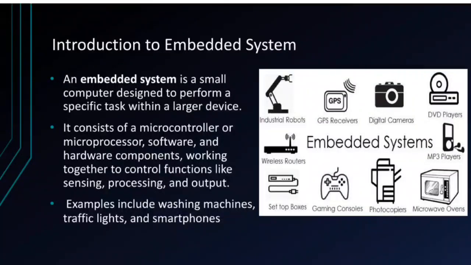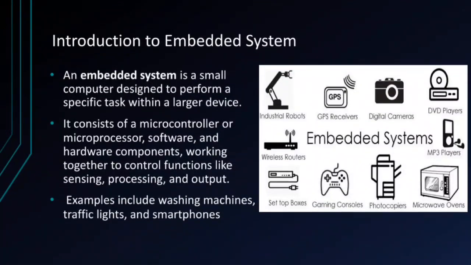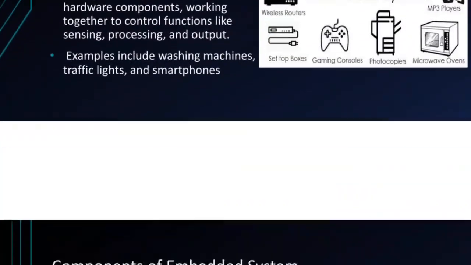These microcontroller and microprocessor are connected with the sensors and actuators. These sensors are taking input from the environment, and these actuators give the output, which comes from the processor. Some examples of embedded systems are washing machines, traffic lights, smartphones, etc.